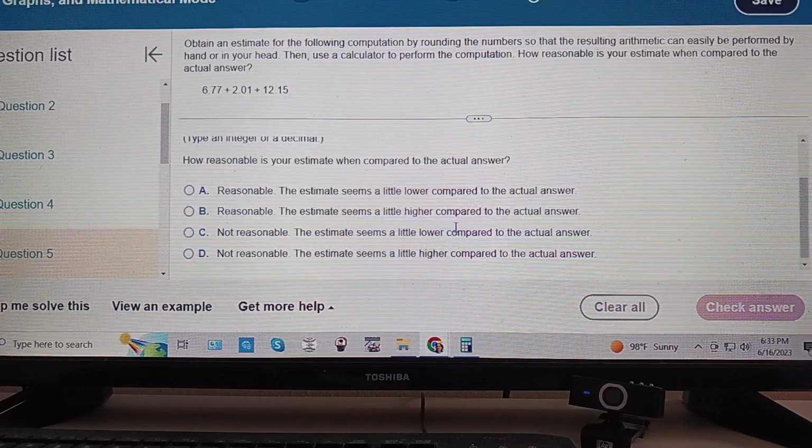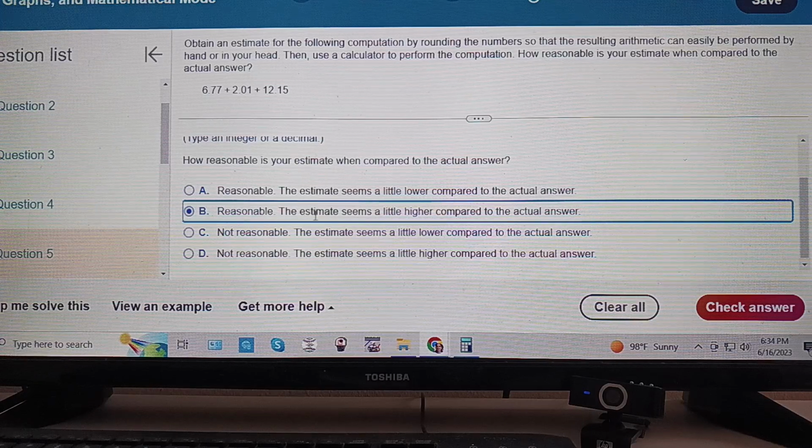So estimation skills, not only are they good in real life, they're good in math too, especially on tests. Sometimes people get answers that are just completely impossible if they would have used a little bit of estimation techniques. How reasonable? It's very reasonable because it was very close to the answer. The estimate was 21 and the actual price was $20.93. But that's pretty reasonable. It was only off by 7 cents. So reasonable, and the estimate was just a little higher.